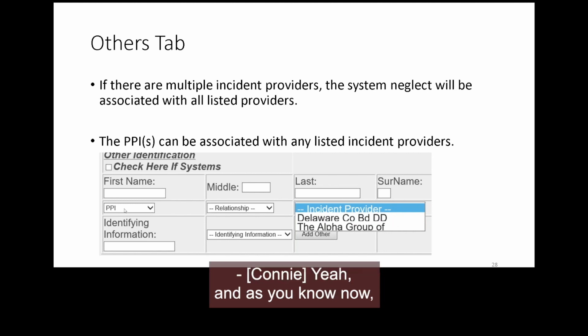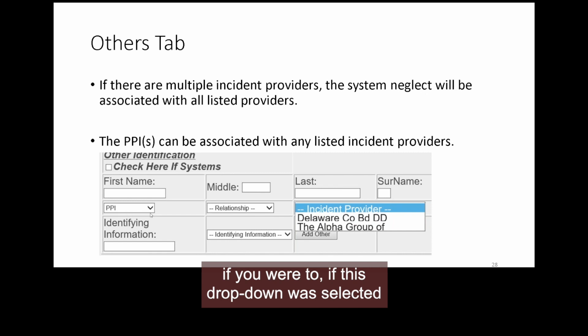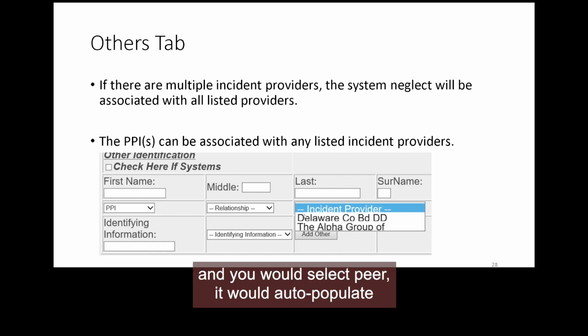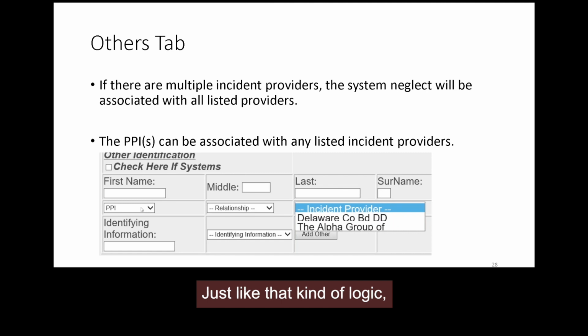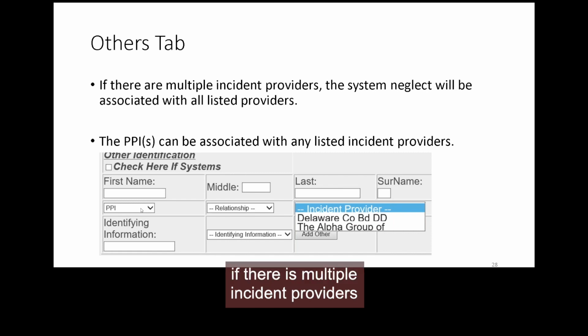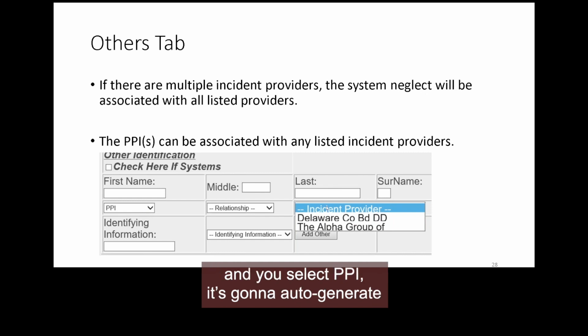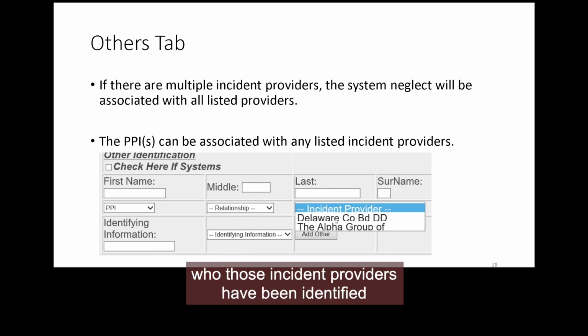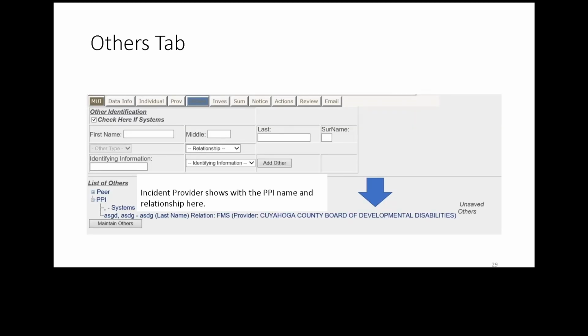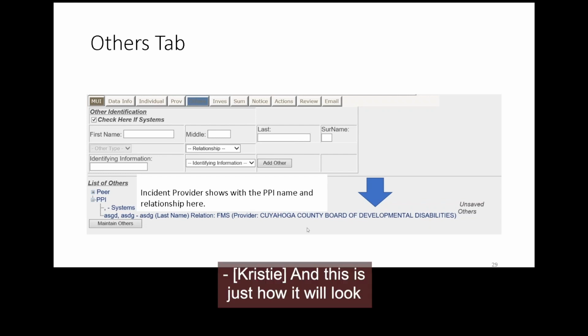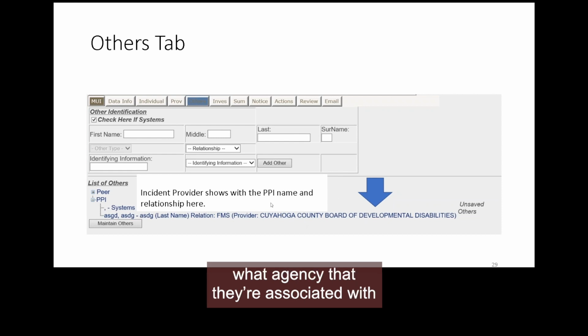Yeah, and as you know, if this drop down was selected and you would select peer, it would auto-populate the multiple peers that were involved in that peer-to-peer. Just like that logic, if there are multiple incident providers and you select PPI, it's going to auto-generate who those incident providers have been identified as on the provider tab. And this is just how it will look once you pick that information: the PPI, their relationship, and then what agency they're associated with based on the provider information.